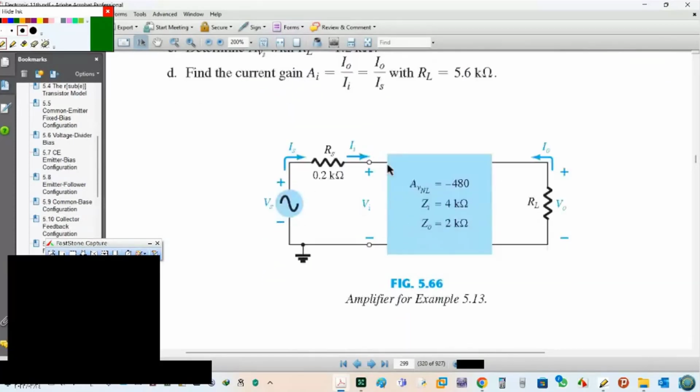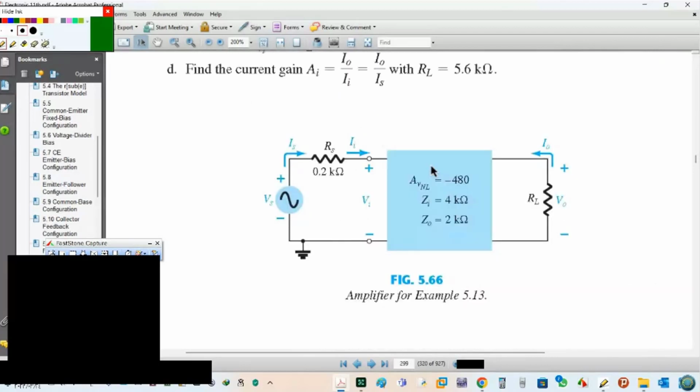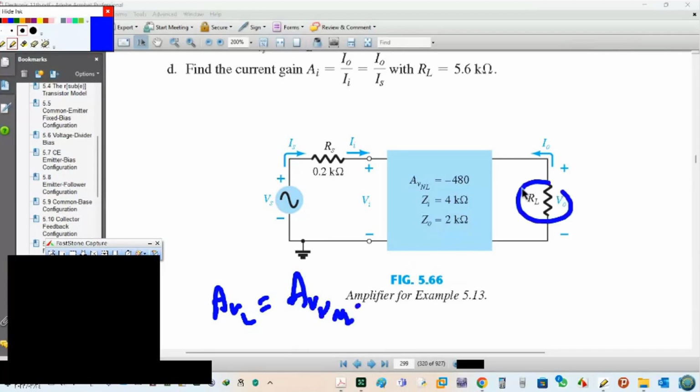Start with this one. AV no load given, ZI given, ZO given, RL given, RS is given. Done. Let's start. So first of all, AV load. It is a voltage divider, don't forget. So where is the pin? Here the pin. Yeah. AV load is AV no load multiplied by RL over RL plus ZO. You can directly find the formula from this one. This is AV load.